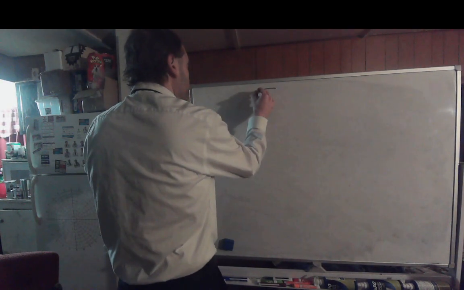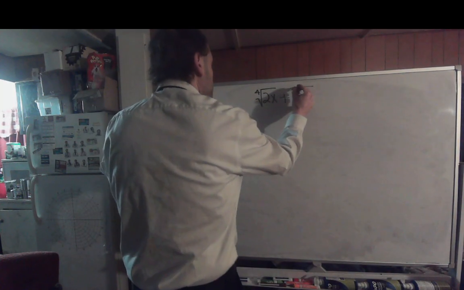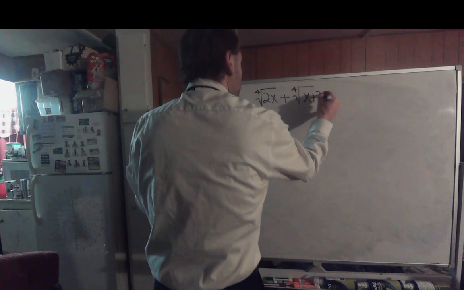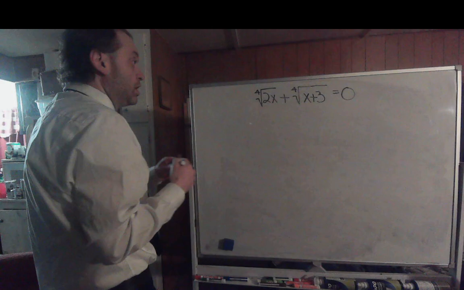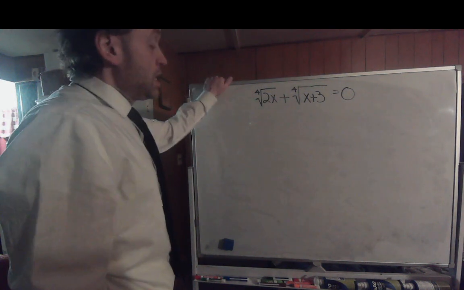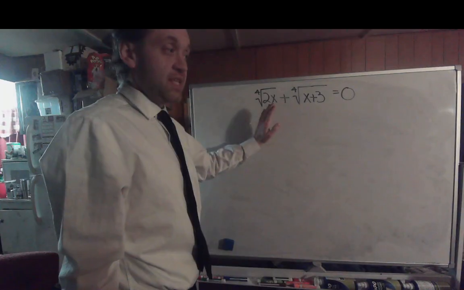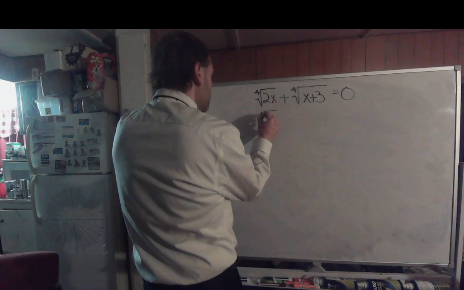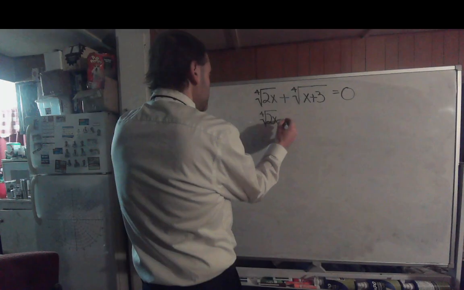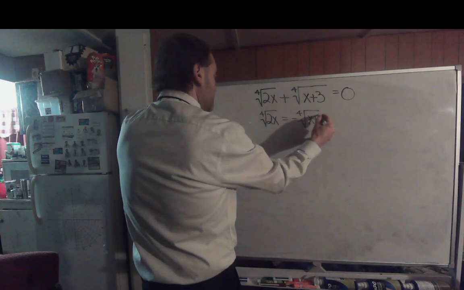We have the 4th root of 2x plus the 4th root of x plus 3 is equal to 0. Alright, well, you definitely want to set this up where you have a radical on each side. So I would get the 4th root of 2x by itself. You'll get the 4th root of 2x equals the negative 4th root of x plus 3.